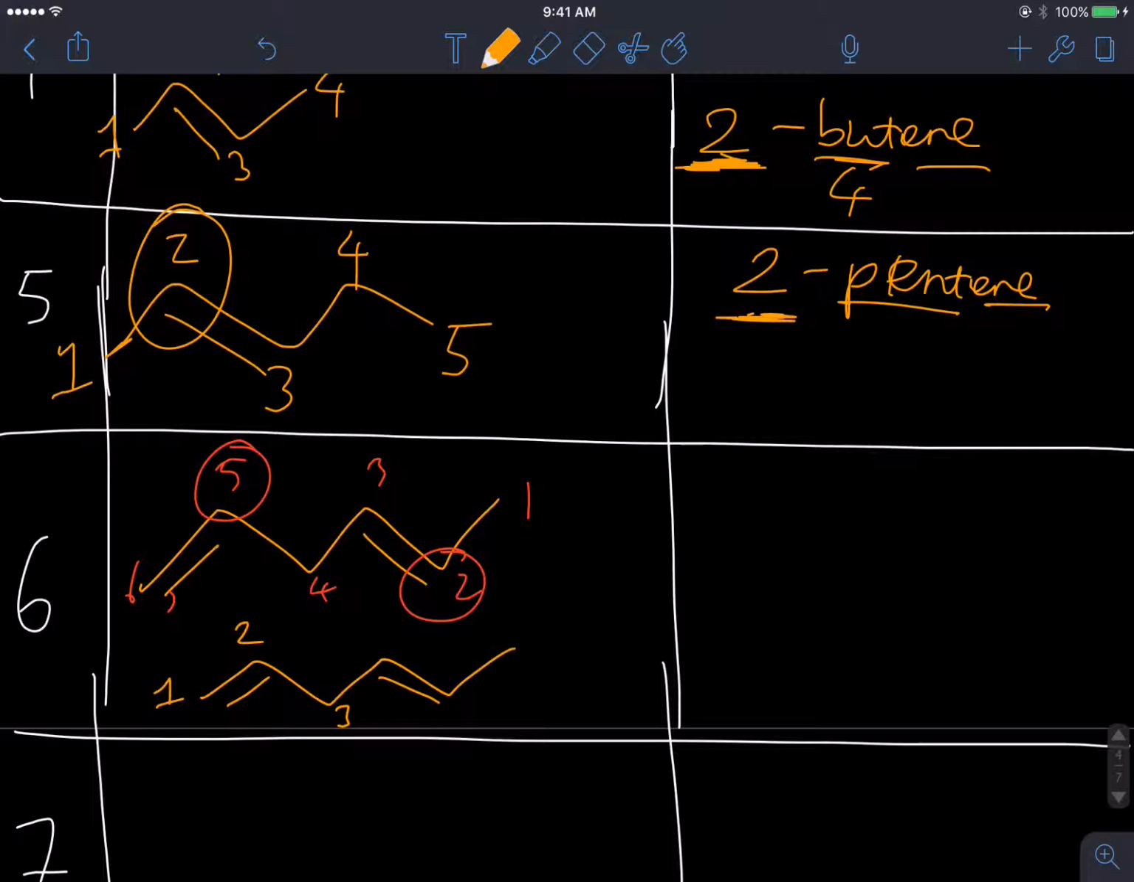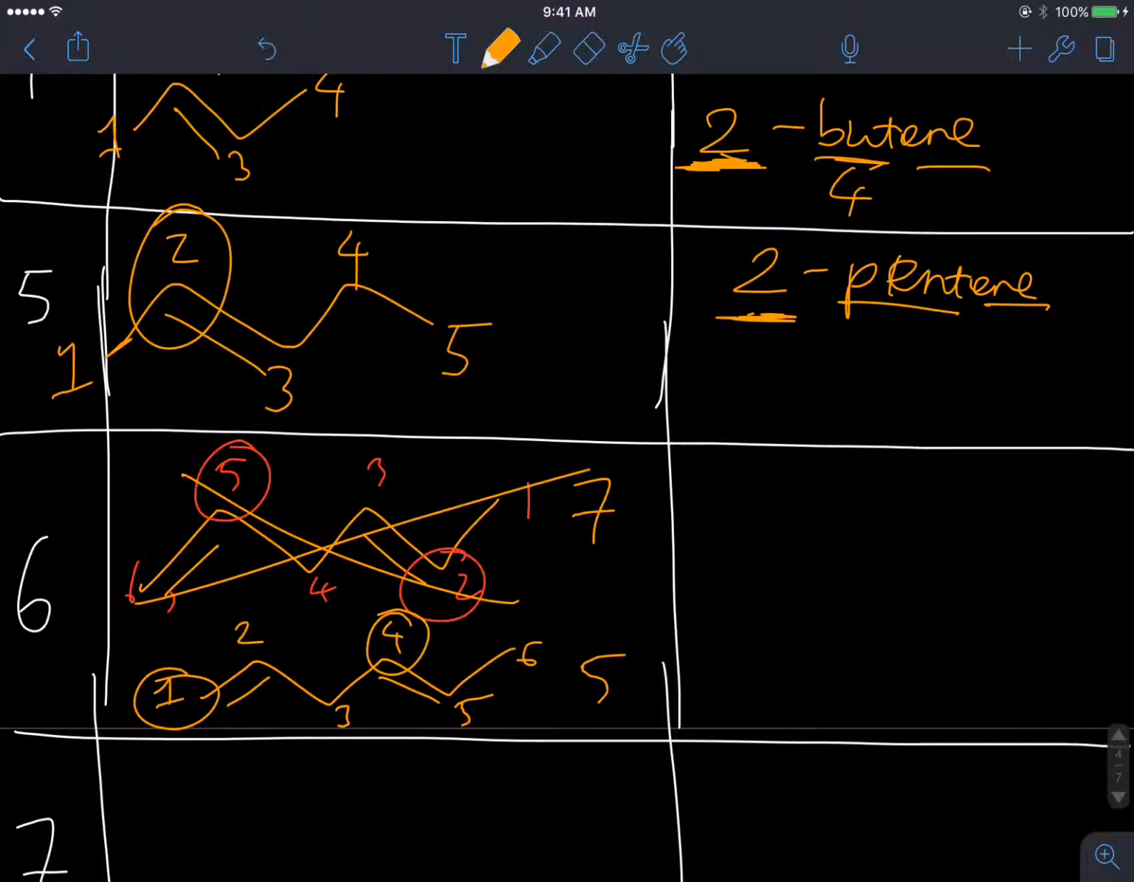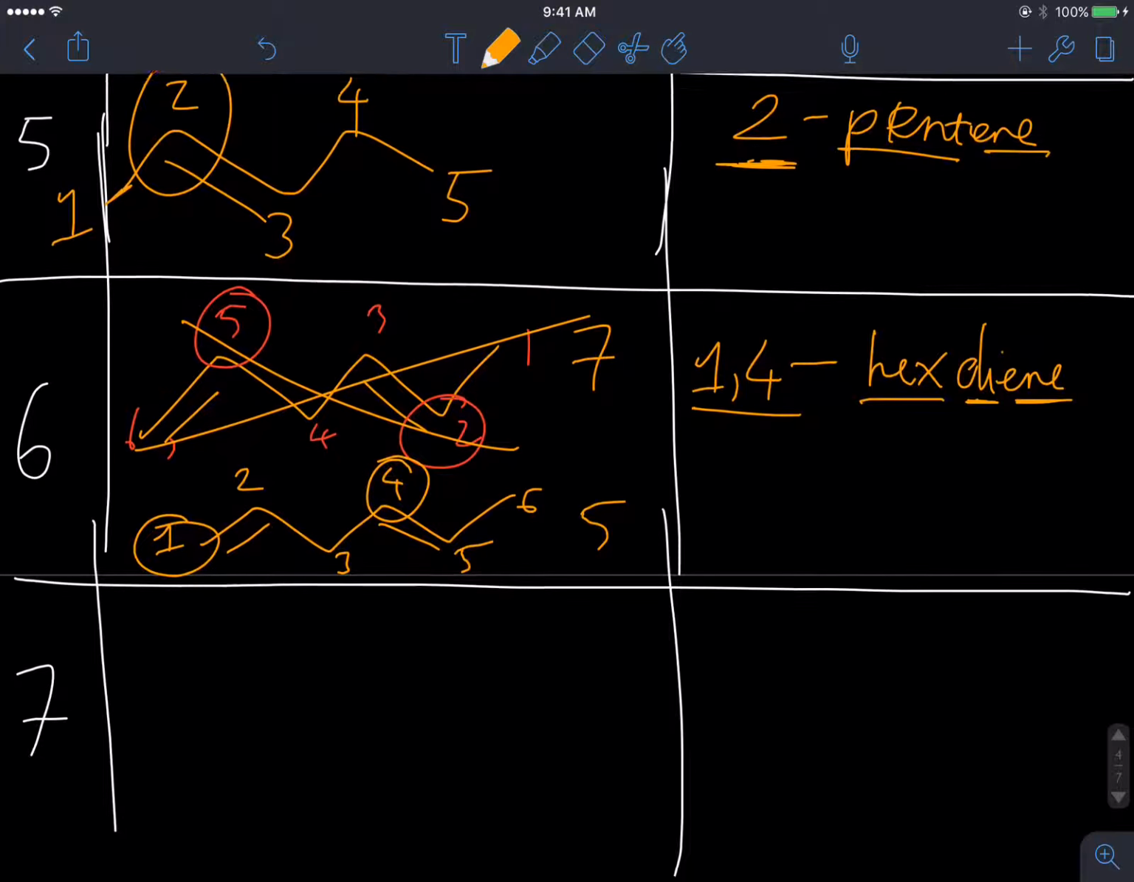1, 2, 3, 4, 5, 6. Add number 1 and number 4 together is 5. This is 7 and this is 5. Which one is better? 5 is better. So we don't choose the top compound, we choose the bottom compound. So what's the name for it? It's 1,4-hexadiene. 1, 4 stands for the locations of the double bonds. Hex means 6 carbons. Di is a prefix, it means 2. And ene is a suffix.